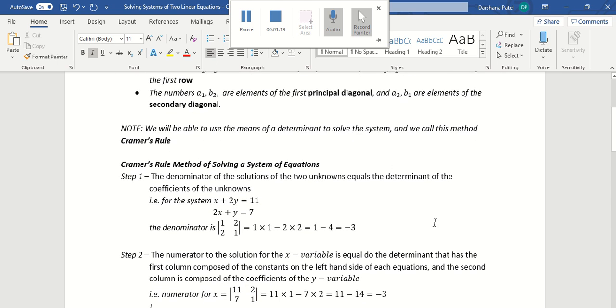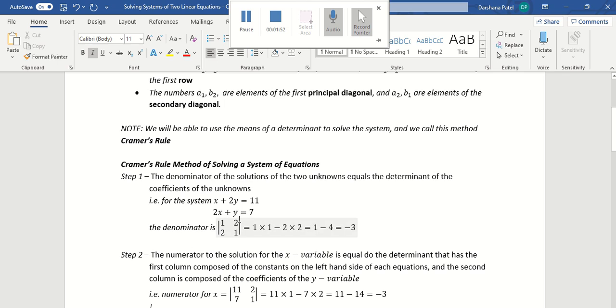Now, in order for us to use Cramer's rule for two equations, two unknowns, we will end up finding three different determinants. The first determinant, known as the coefficients determinant, we write by getting the numbers in front of the variables. So 1, 2 is my first row, and my second row is 2, 1. Finding the determinant means multiplying the principal diagonal: 1 times 1 gives 1, subtract 2 times 2, which gives 4. 1 subtract 4 gives us -3.